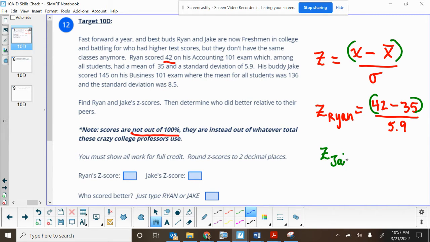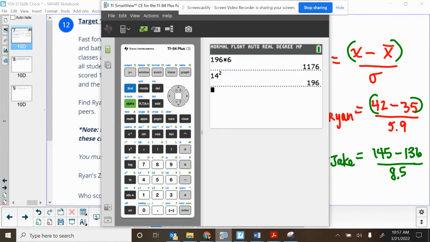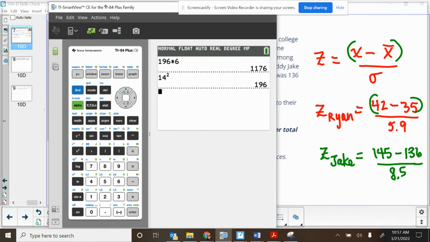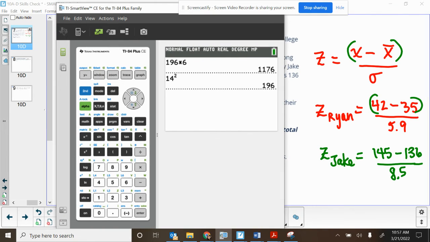So Jake's z-score, I'm waiting for my calculator to load up, scored 145 on Business 101 with a mean of 136. So they both did better than the mean. But the question is, who did relatively better based on the standard deviation and the mean of how their classes did? So who did better relative to their peers? And of course, these are just numbers I made up.